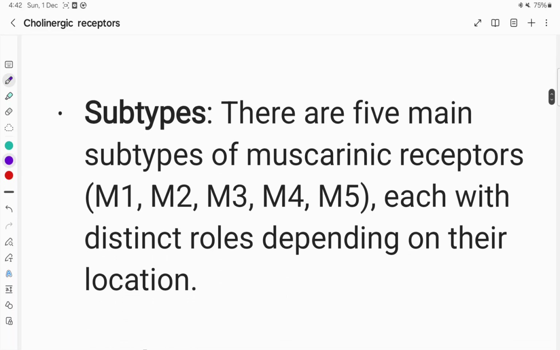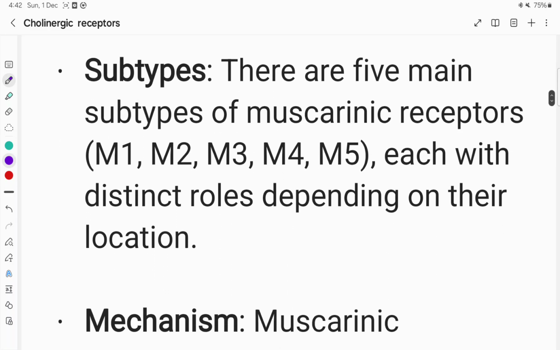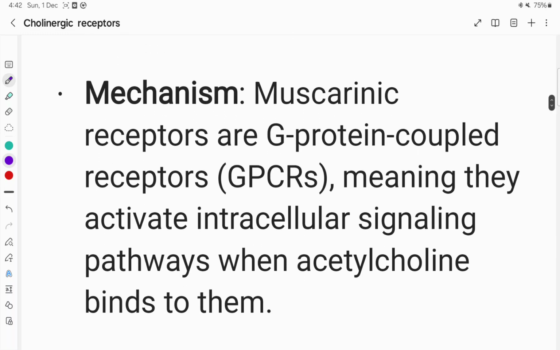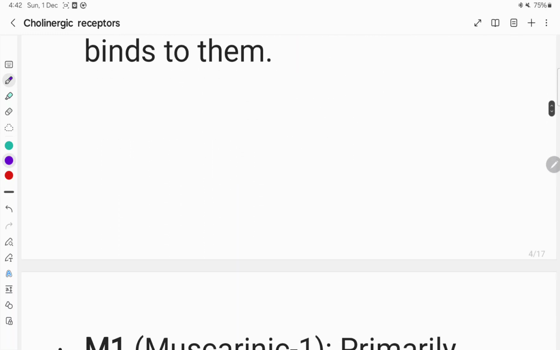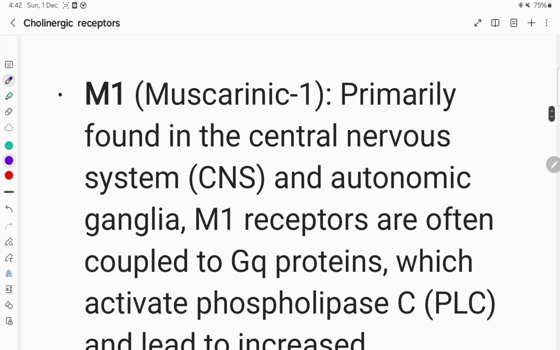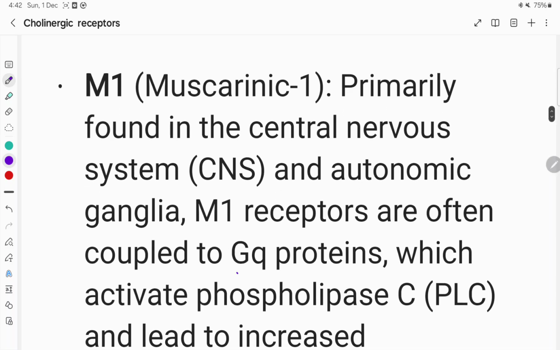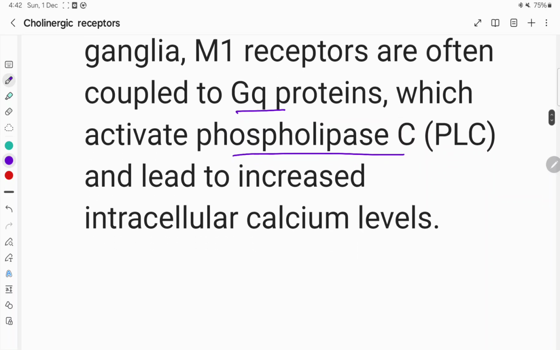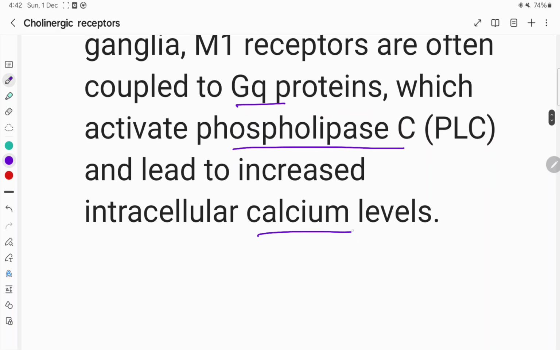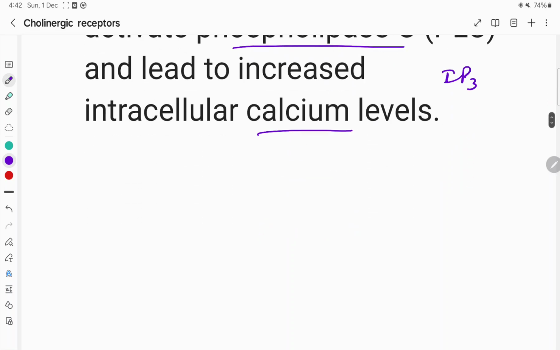Then the subtypes, 5 types, and already discussed, they are all G protein coupled receptors, and M1 receptor is linked to Gq, which activates the phospholipase C and ultimately increases the calcium levels through IP3, inositol triphosphate.